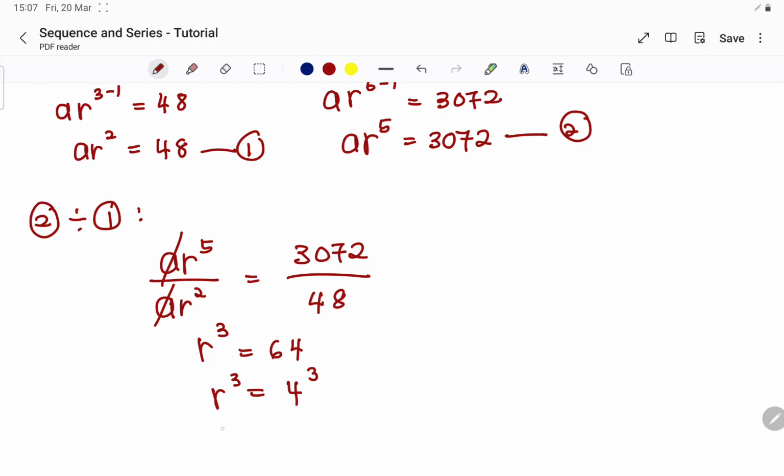R to the power of 3, and then here we get to know that R is equal to 4 because this one cross like this. So right now your R is equal to 4. So you already got your R. Now you have to find A.